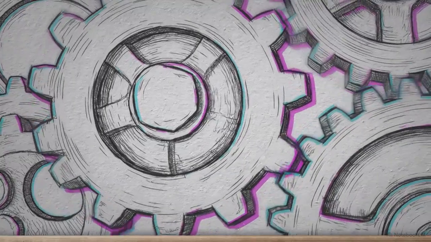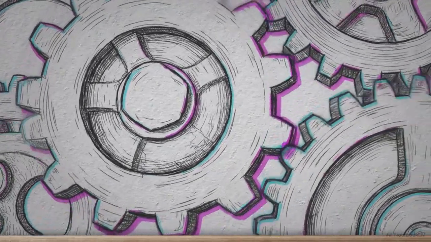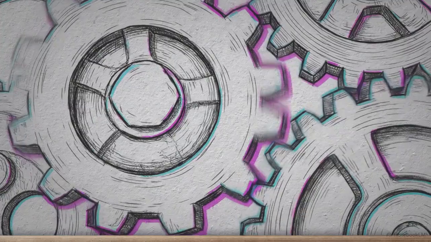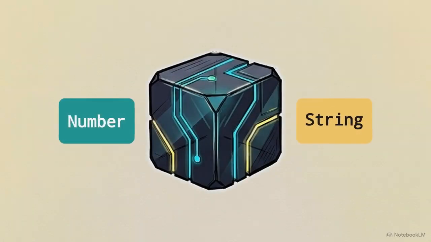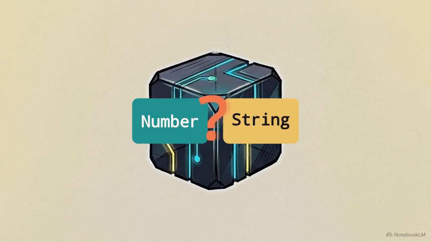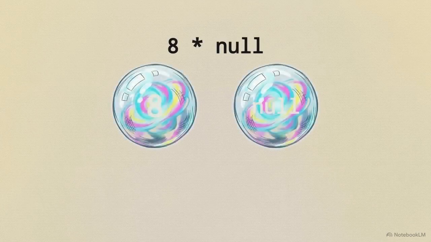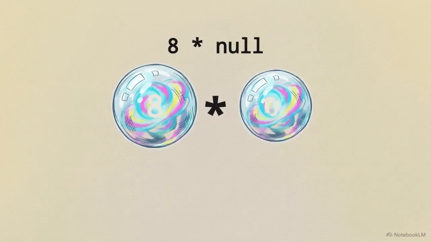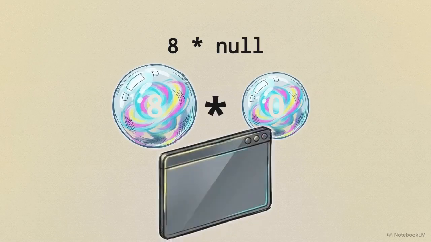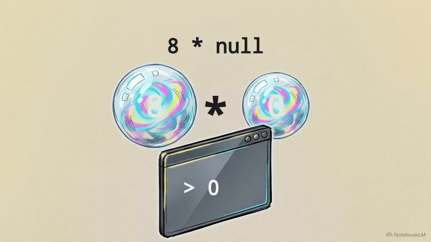Instead of halting with an error when different types clash, the engine tries to find a way to make the operation move forward. When an operator is applied to a value it doesn't expect, the engine quietly converts that value into a format it can use. This is called type coercion. If you write an equation multiplying 8 by null, the engine doesn't stop. It converts the null value into a 0 and completes the math to return 0.